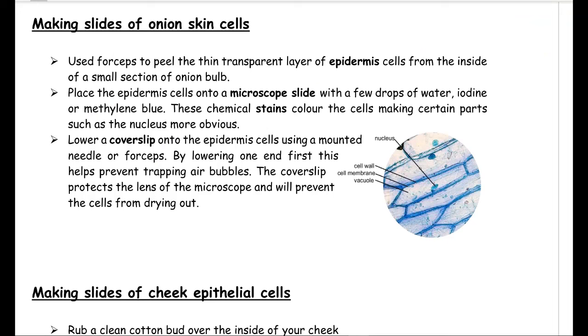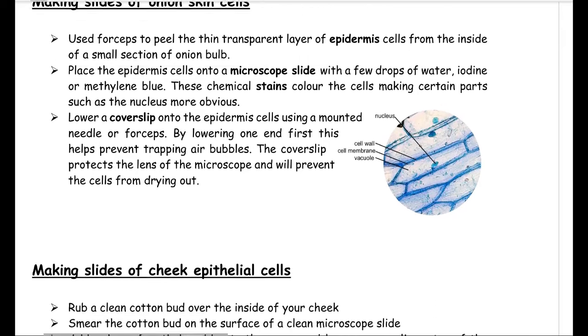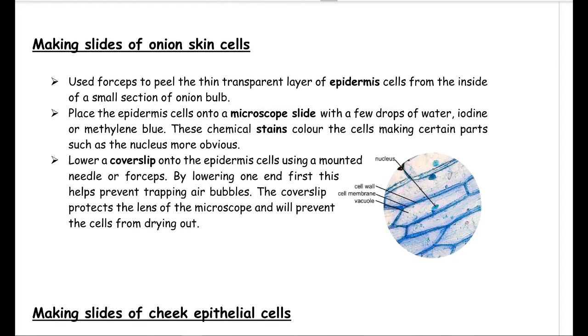A common practical then at GCSE would be making slides of onion cells and making slides of cheek cells. So if we have a look at each one, what you do is use forceps to peel a thin transparent layer of epidermis from the inside of a small section of an onion bulb. Now the reason why you want to make it thin is so light can pass through the cells. Because if light doesn't pass through it, we can't see it.